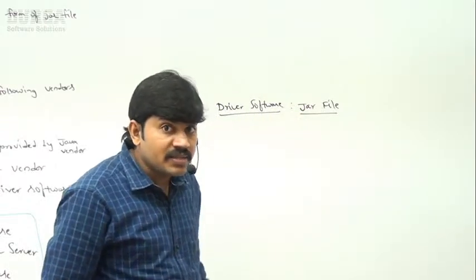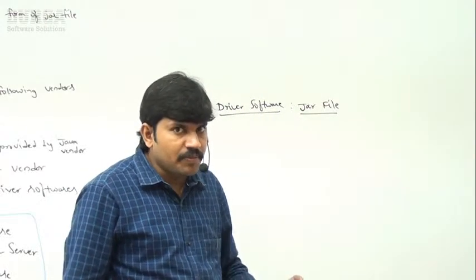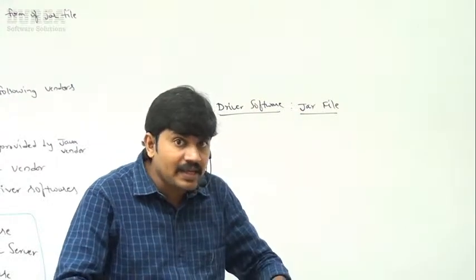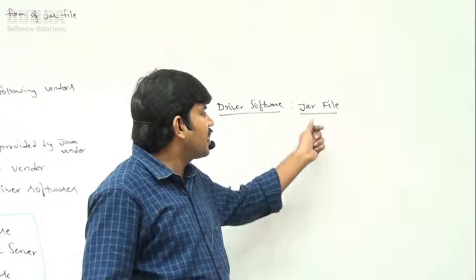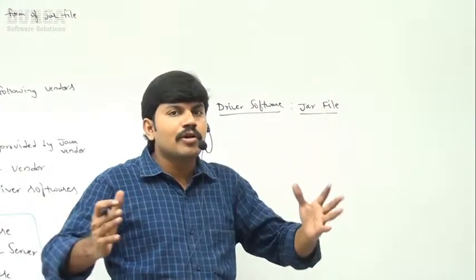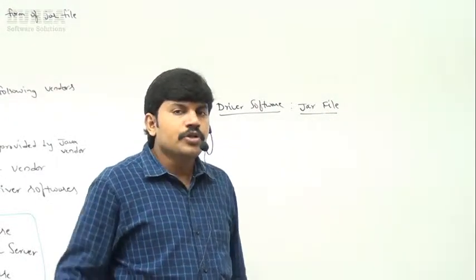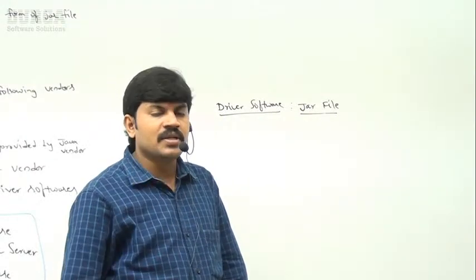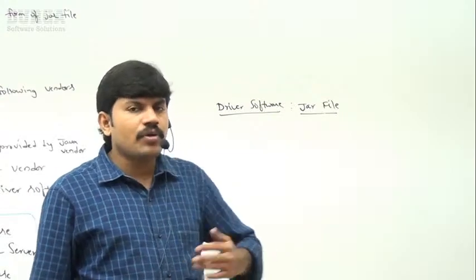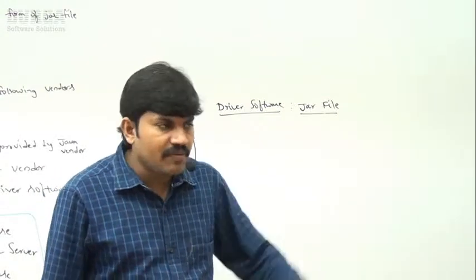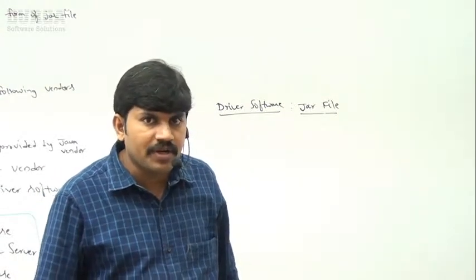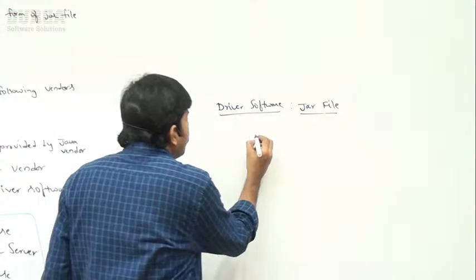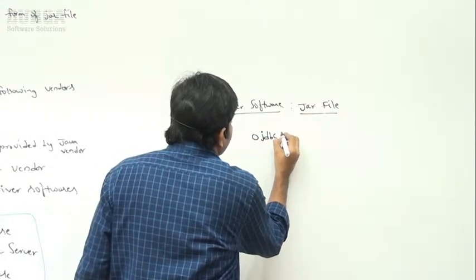A jar file contains a group of dot class files. Remember this one, sir: Java archive file. It is a compressed file which contains a group of dot class files, right? That's why driver software is usually available in the form of a jar file. Sir, my requirement is I want to communicate with an Oracle database. Then I will ask, hey, Oracle people, can you please provide your driver software? Then immediately Oracle people are going to provide OJDBC6.jar.